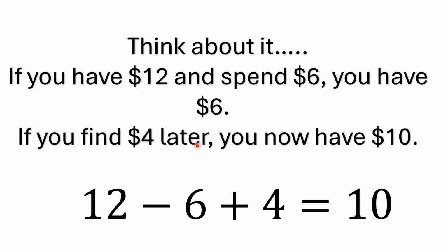All right, so think about it this way, all right? For those who still think it's a 6-step checklist, if you have $12 and you spend $6, you've got $6 left, right? And then if you find $4 in your shoe later, you now have $10. So it should be pretty obvious. When you use money in this, it starts to make more sense. There's no way that 12 minus 6 plus 4, written this way, equals 2.